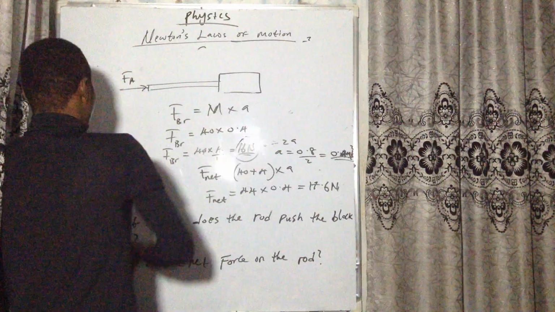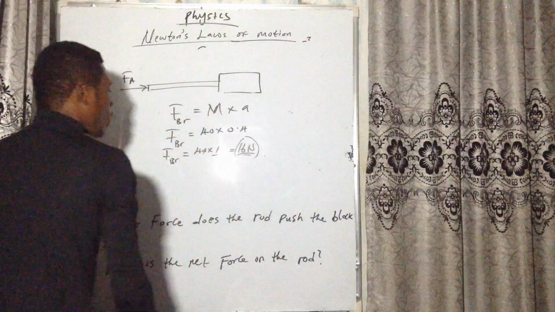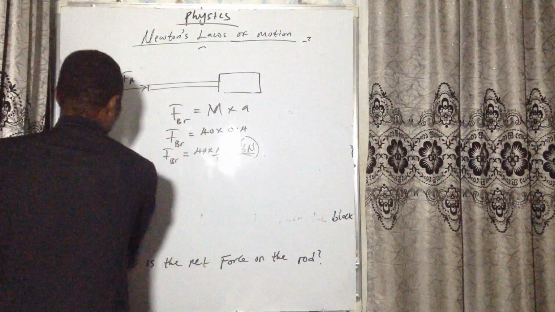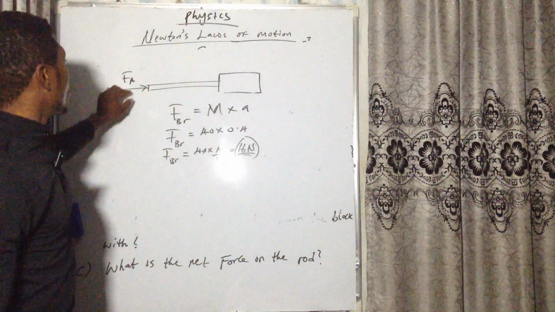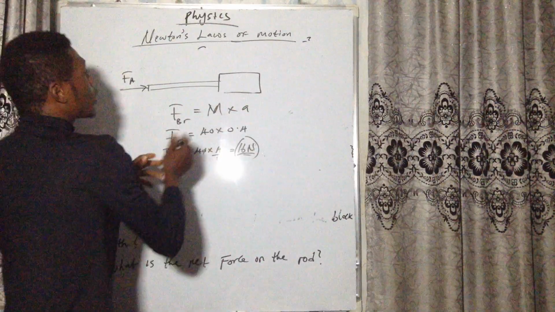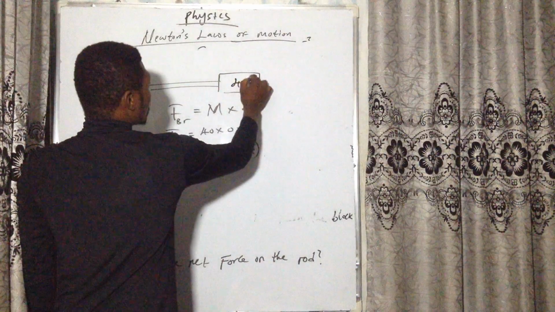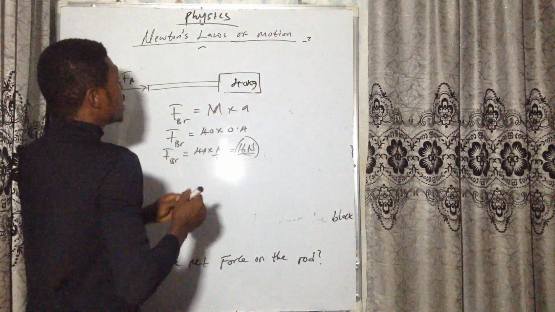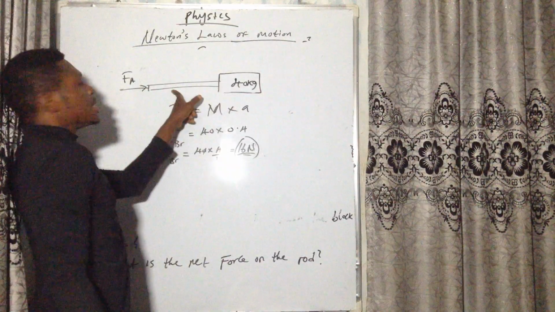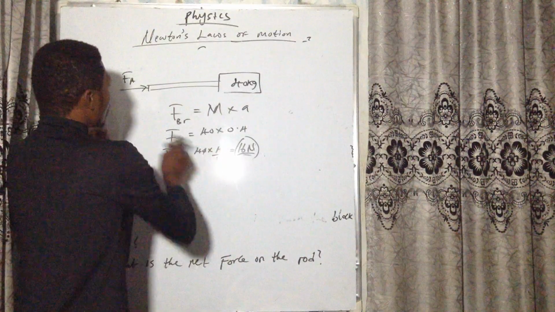16 newtons. Okay? So the final question is, what is the net force on the rod? See, the applied force is going in the positive x-axis. Why? According to Newton's third law of motion, if the rod is pushing this 40 kg mass, this 40 kg mass will be pushing the rod back, towards the negative x-axis. This one is positive, this one is negative.